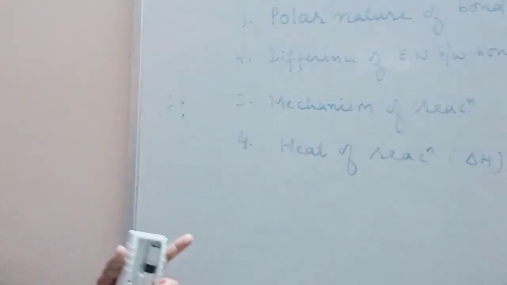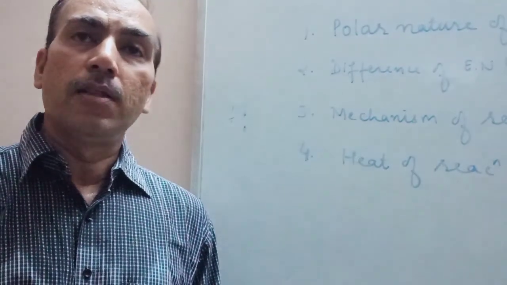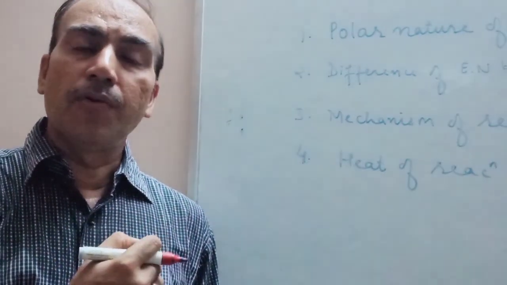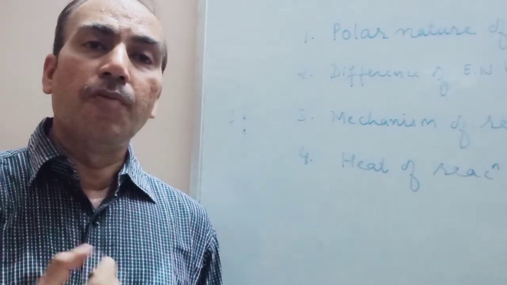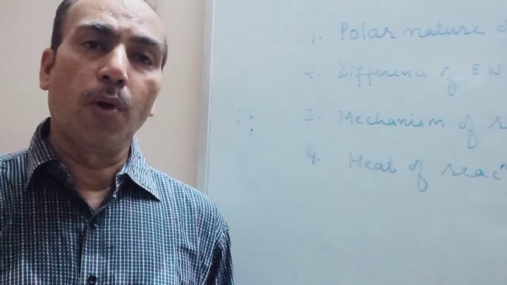We can calculate the heat of reaction from the bond energies. If the bond energy of reactant and product is given to you, then we can find out the heat of reaction of the overall reaction.